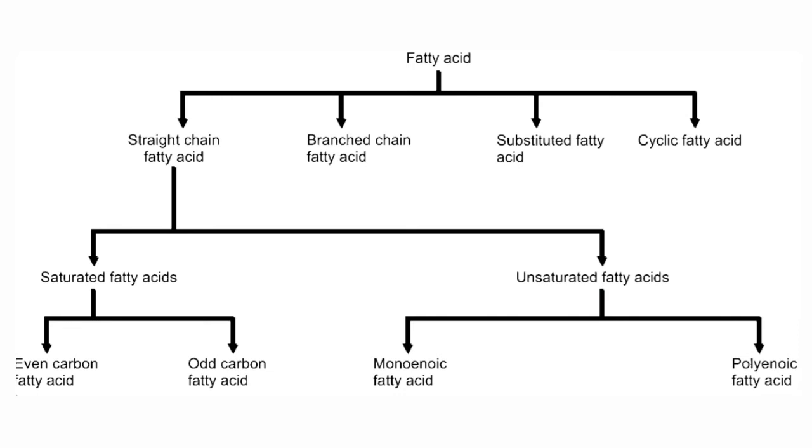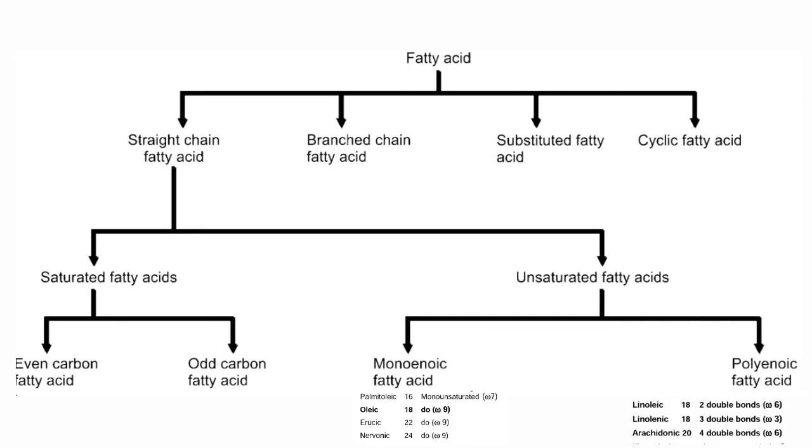Saturated fatty acids are again subclassified into even carbon fatty acids and odd carbon fatty acids. This is based on the number of carbon atoms present in that fatty acid. Coming to unsaturated fatty acids, when double bonds are present, it is called unsaturated. These are again subclassified into two types: monoenoic or monounsaturated fatty acids, and polyenoic or polyunsaturated fatty acids. When an unsaturated fatty acid contains only one double bond, it is called a monounsaturated fatty acid. An unsaturated fatty acid with more than one double bond is called a polyunsaturated or polyenoic fatty acid.